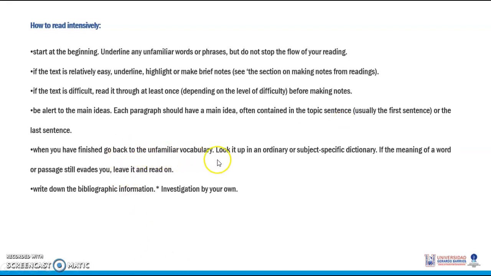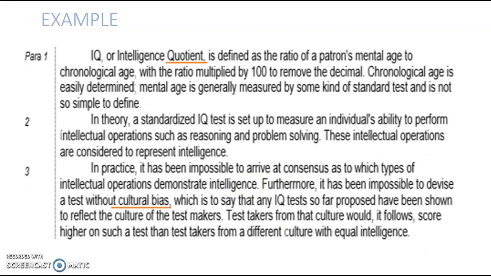When you finish, go back and look for the unfamiliar words. As I said, when you read it, you identify the words that you don't know. So after you finish the reading, you have to look in the dictionary and find the definitions of those words that you don't know. And write down the biographic information. You have to investigate on your own. There are some specific things that you don't know, or specific names, like the name of the author, or some things that you need to look for on the website, so you need to do it by yourself.